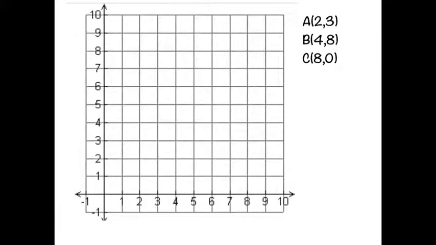Let's say we have a triangle with these coordinates, A, B, and C. I'm going to plot those. I've got the point A at 2, 3. I've got B at 4, 8. And I've got C at 8, 0. So this is A, this is B, and this is C.